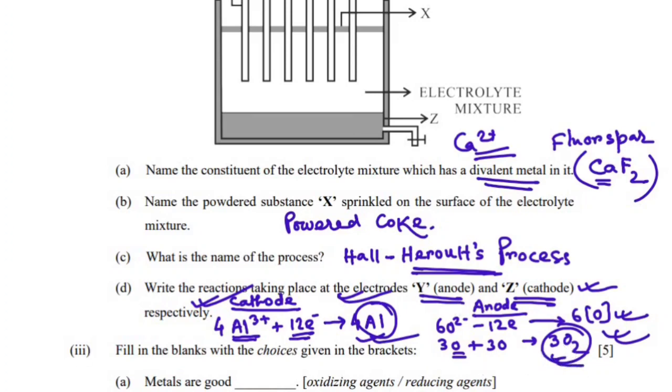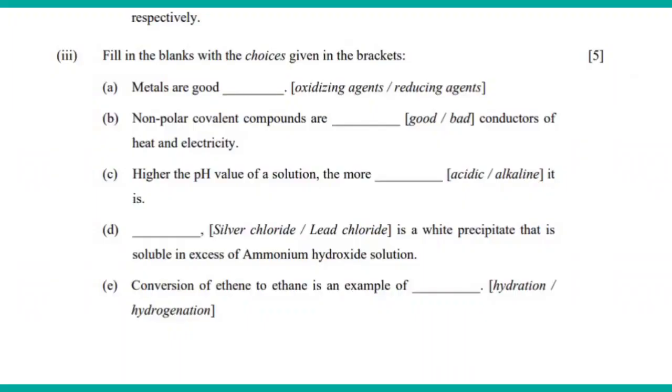Here are the reactions. Now fill in the blanks with the choices given in the brackets. First question, are metals good oxidizing agents or reducing agents? We know that metals always release electrons and form cations. By releasing electrons, they reduce others and get oxidized themselves. So metals are good reducing agents.